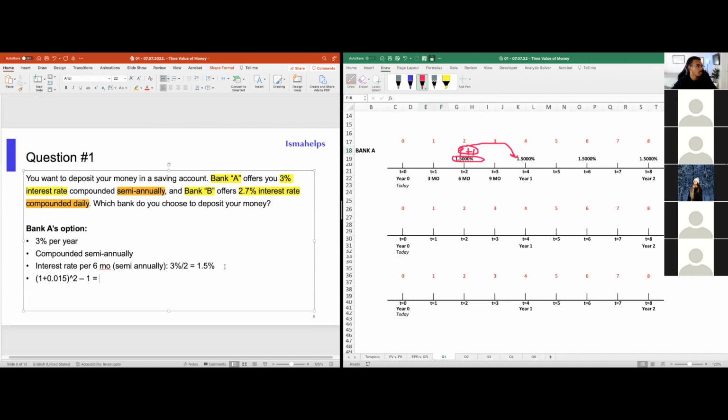Can somebody in the chat tell me what 1.015 to the power of 2 minus 1 gives you? Can somebody tell me what that gives you? What does that give you?